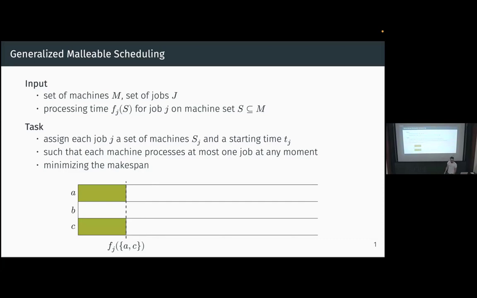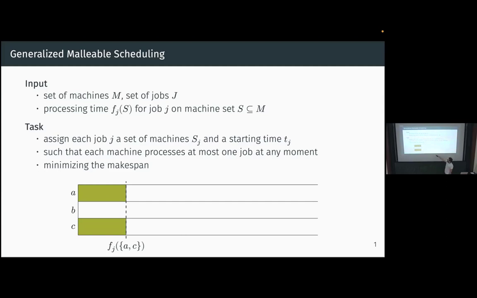And the processing time of the job now is not given as a fixed number, but it's given by some function here, f sub j. So f sub j of S gives us the time it takes to process job j on a set of machines S. And we can assign each job to an arbitrary set of machines. And what's important now is that these jobs then will be processed in unison, simultaneously, which means the machines start processing the job at some time and they will finish at the same time. So they will be busy for the same interval of time, and it's non-preemptive, and every machine can only process a single job at any given time.